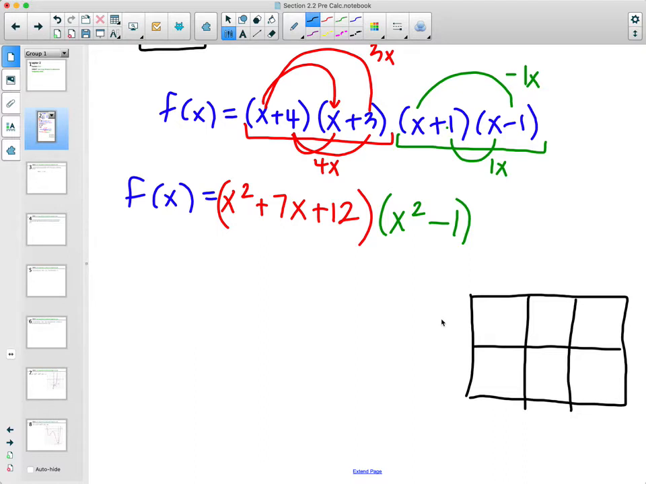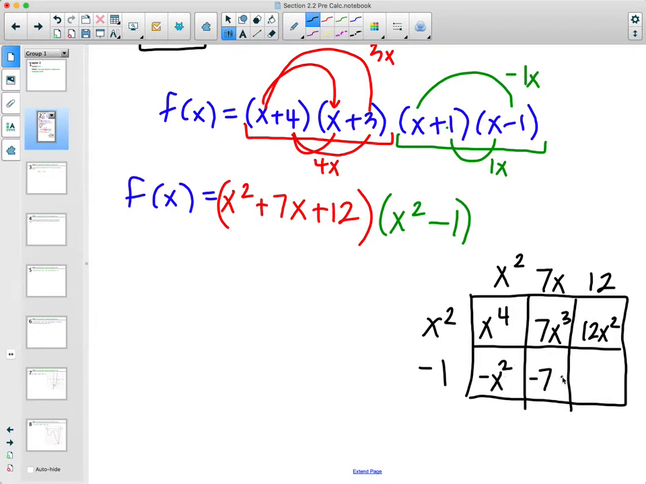So then we can put the binomial, x squared minus 1, on one side, and x squared, 7x, and 12 on the other to multiply those. So x squared times x squared is x to the fourth. X squared times 7x is 7x to the third. X squared times 12 is 12x squared. X squared times negative 1 is negative x squared. Negative 1 times 7x is negative 7x, and negative 1 times 12 is negative 12.